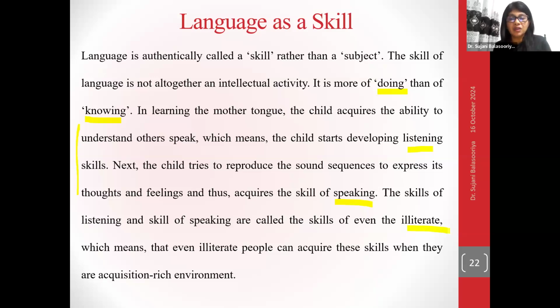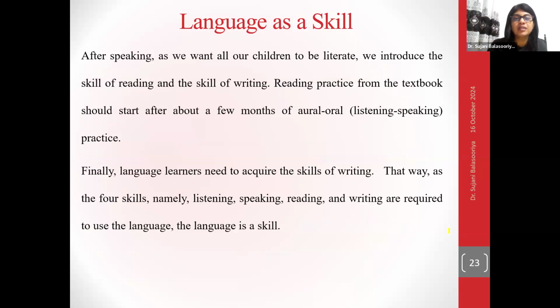But still, even according to this argument, what do we say? Even illiterate people have these two skills, listening and speaking. You know that very clearly now. If you know any person who can't read and write, still that person can listen and speak, no? So these are two basic skills of language. And after speaking, as we want all our children to be literate, then what will happen? We introduce the skill of reading and the skill of writing. So that comes quite after, right?